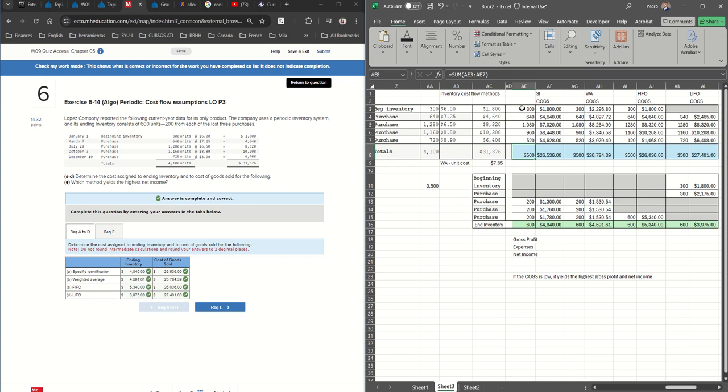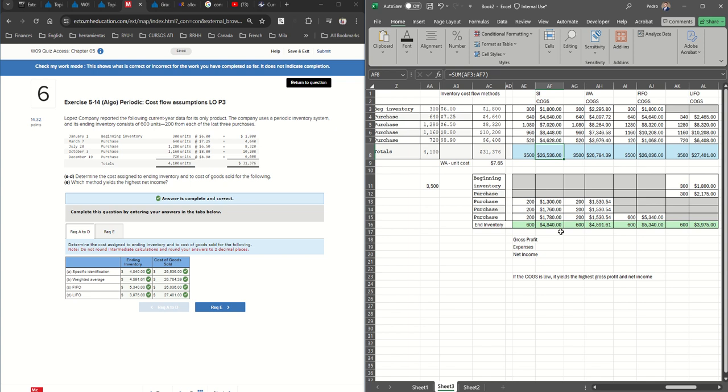In this case, we can start from the beginning inventory, you can see here, and we just need to remember that we have to subtract 200 units for each one of the last three purchases. So that's why we have these numbers here, and we made a calculation times every unit cost, and we got the COGS for the first method.